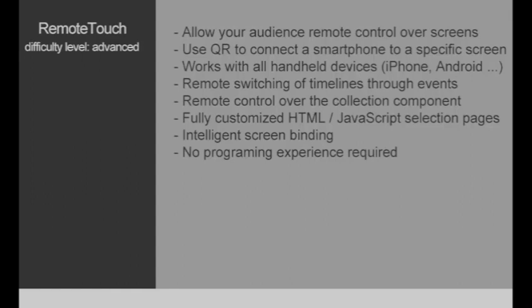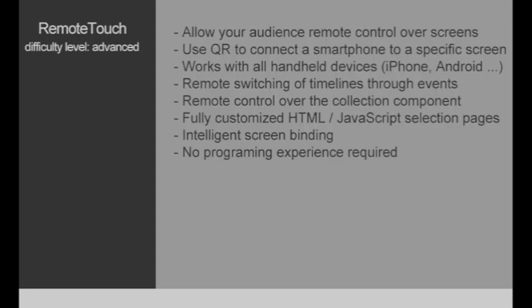In this tutorial, we're going to talk about Remote Touch. Remote Touch is actually an incredible feature because it allows you to connect digital signage with your audience's mobile devices. So if a customer walks into a store, he can pull out his mobile device like an iPhone or an Android or even an iPad, and as long as that device is online, he can take his device, point it at the screen, and scan a QR code.